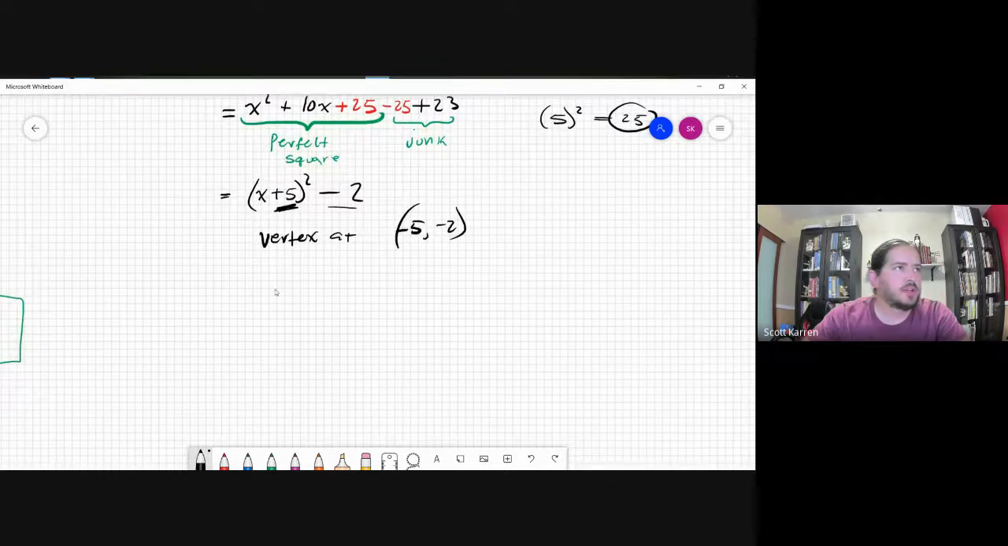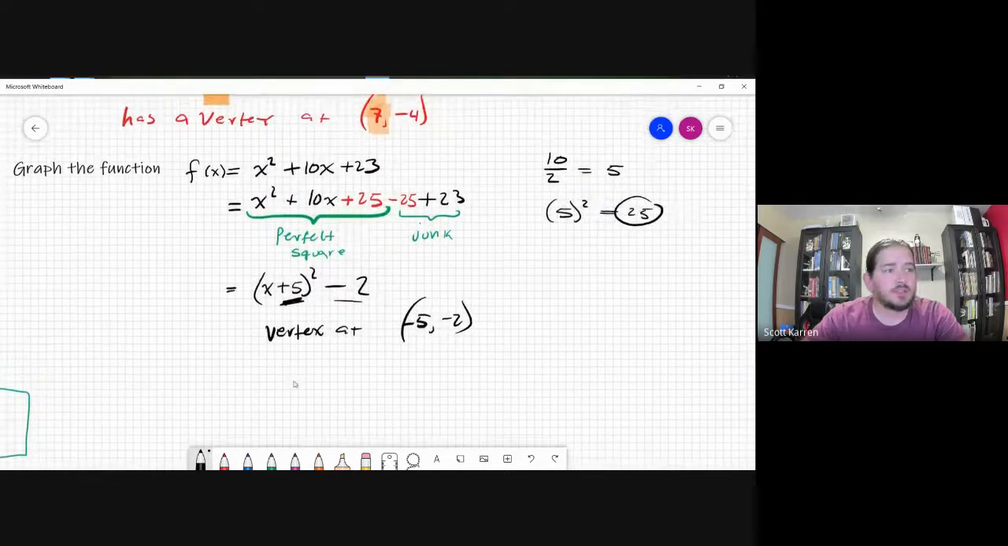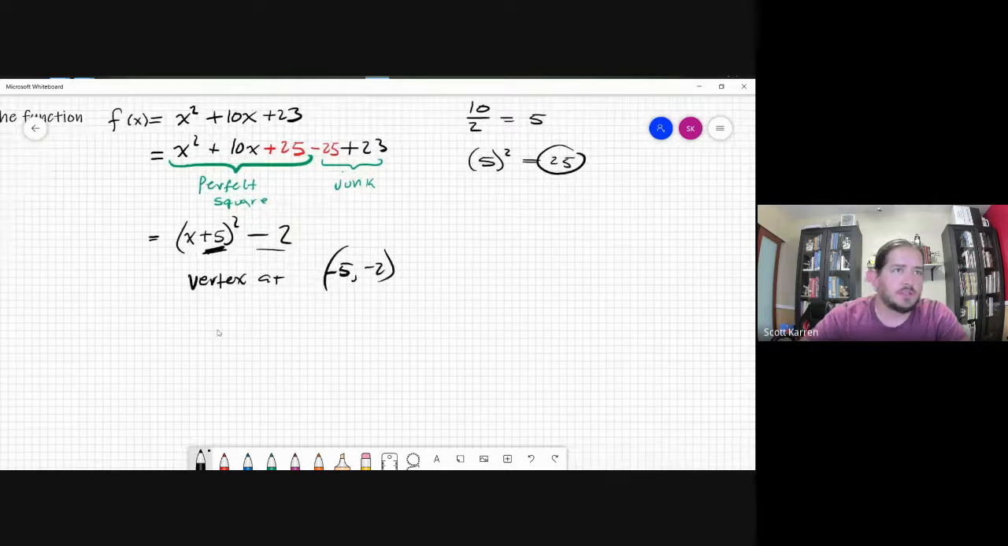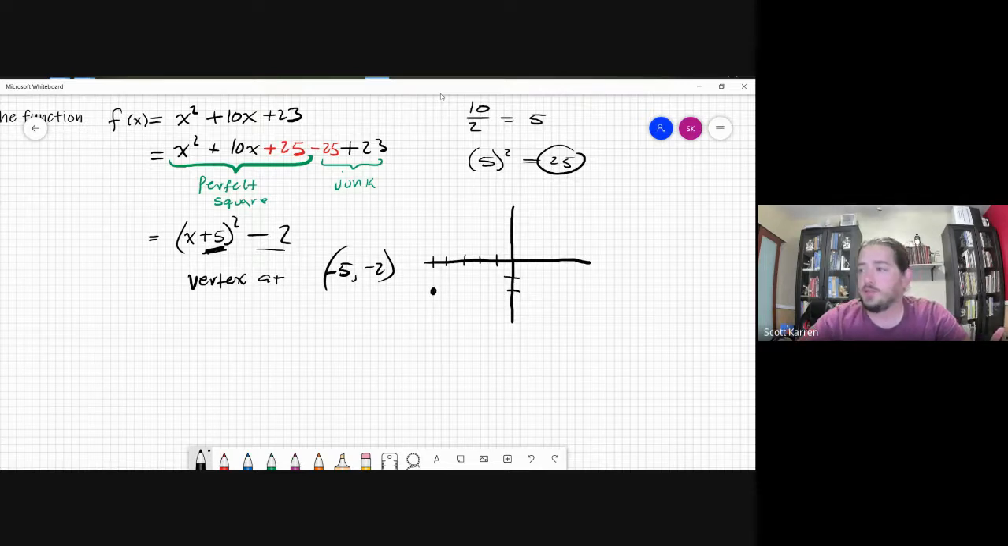So fine, did I say to graph that? I did say to graph it. So let's graph it. Let's throw this up here. I know the vertex is at -5, -2. So 1, 2, 3, 4, 5, -1, 2. And that's going to be my vertex.